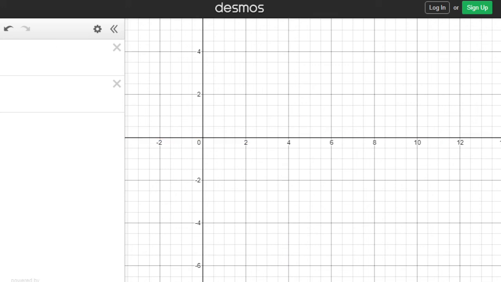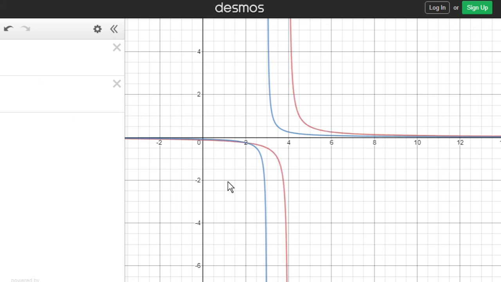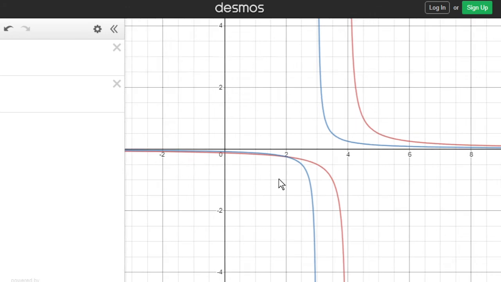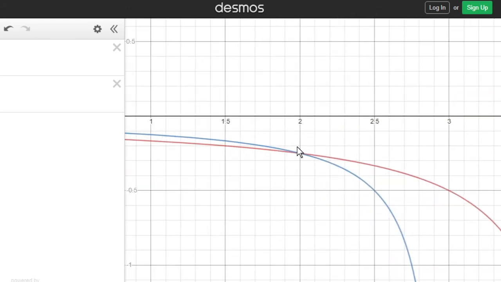And same thing with the right-hand side. It looks very similar. If we display both of them and then we zoom in around x equals 2, we can clearly see that, yes, they are indeed crossing each other right there. Okay, so I hope that helps.